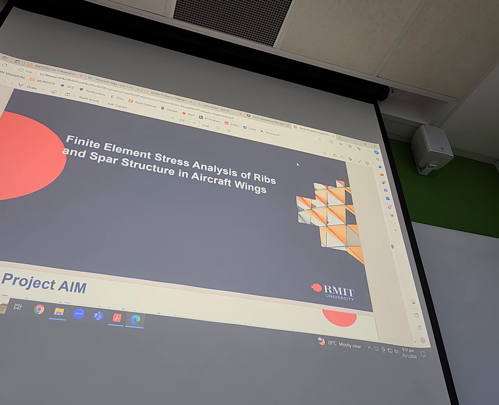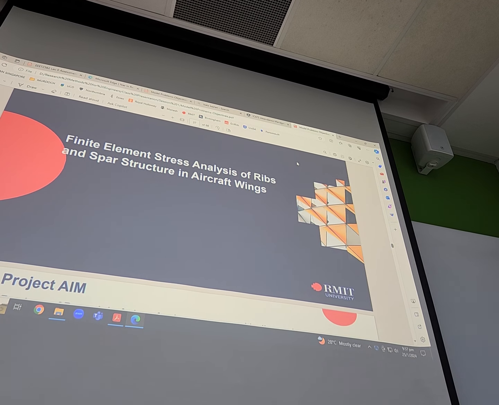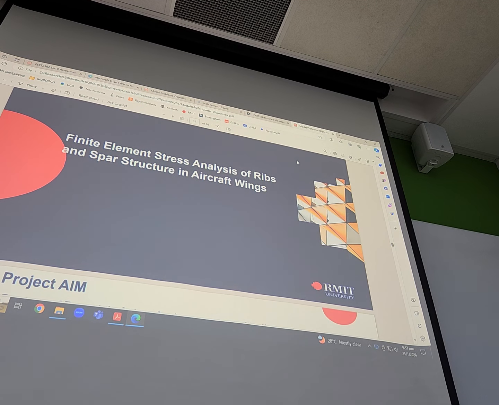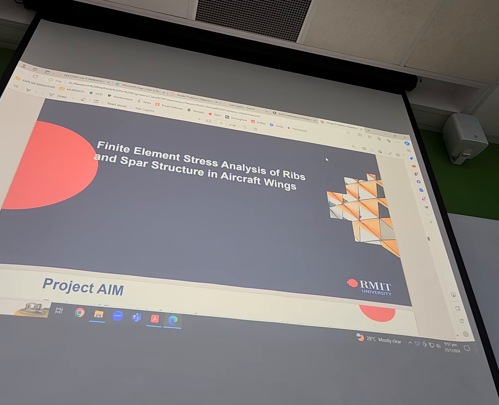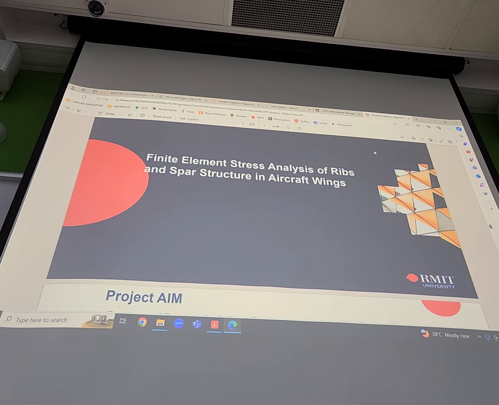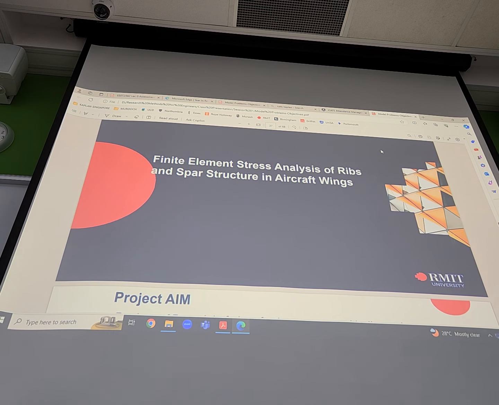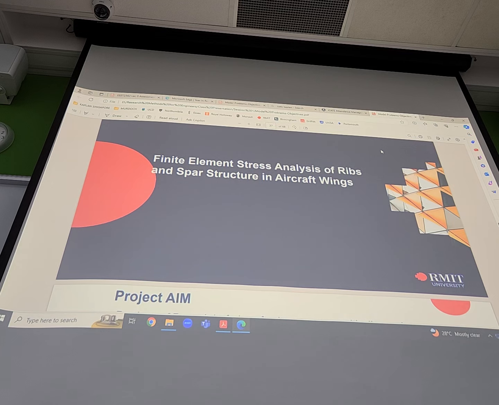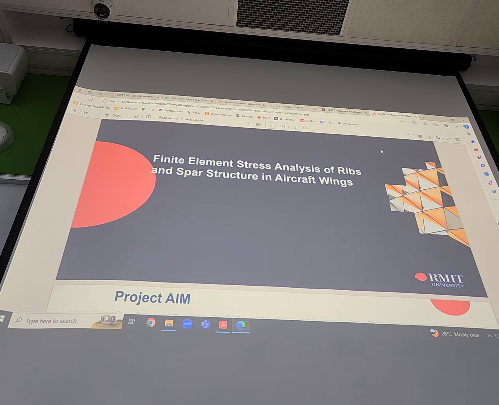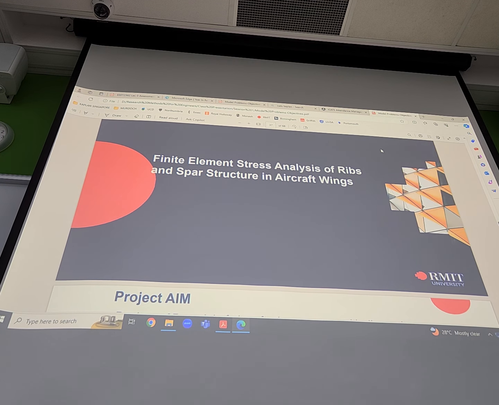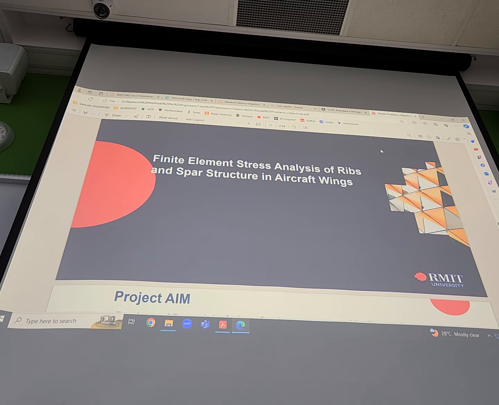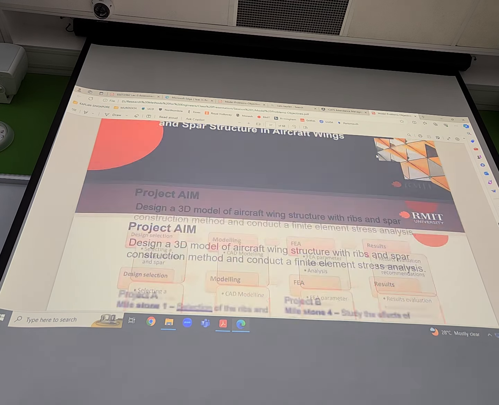Okay, so this is another topic here. You can see it's a finite element analysis of the ribs and spar structure of an aircraft. Some students will be more interested in using software, AutoCAD or finite element analysis software, so they can come out with such problems. So what is the main aim?